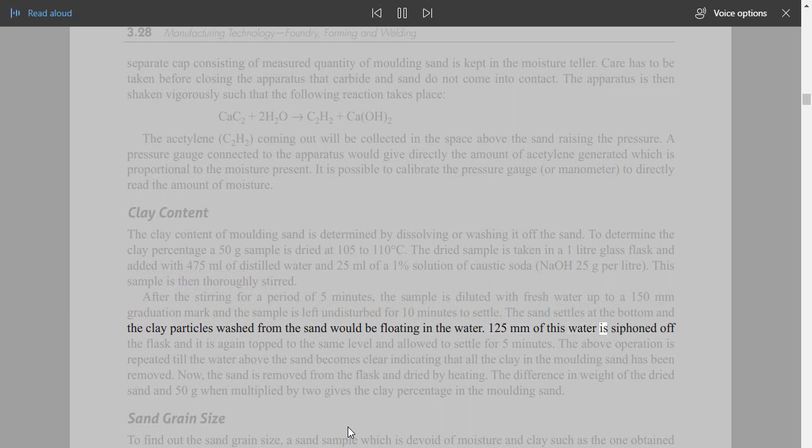125 millimeters of this water is siphoned off the flask, and it is again topped to the same level and allowed to settle for 5 minutes. The above operation is repeated till the water above the sand becomes clear, indicating that all the clay in the molding sand has been removed.